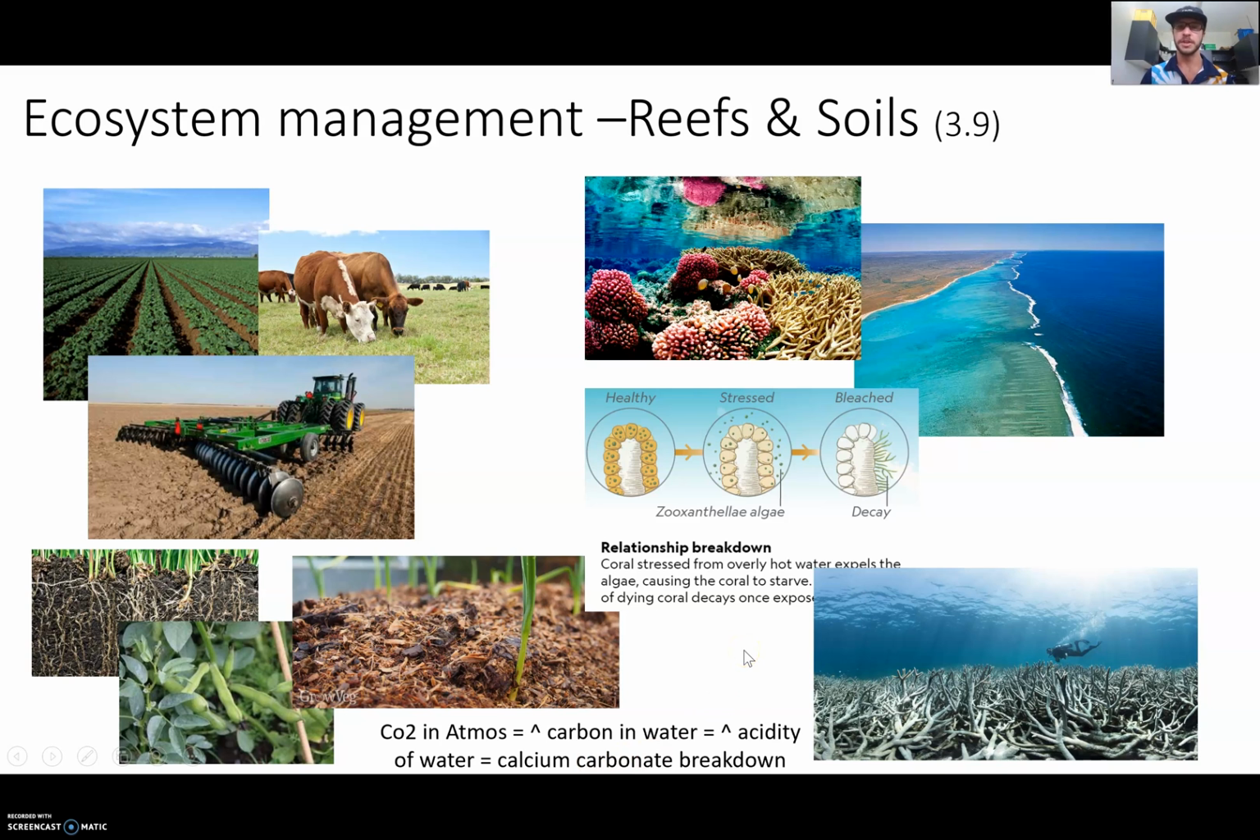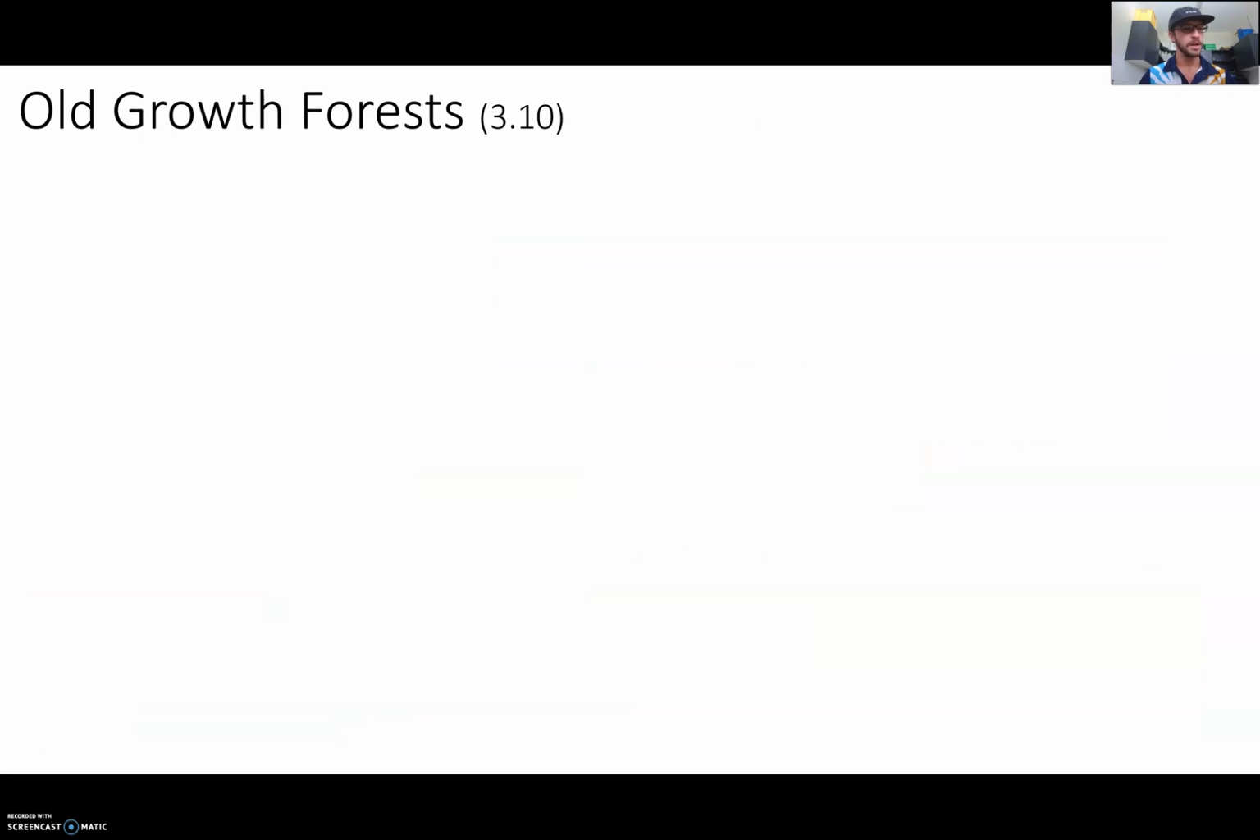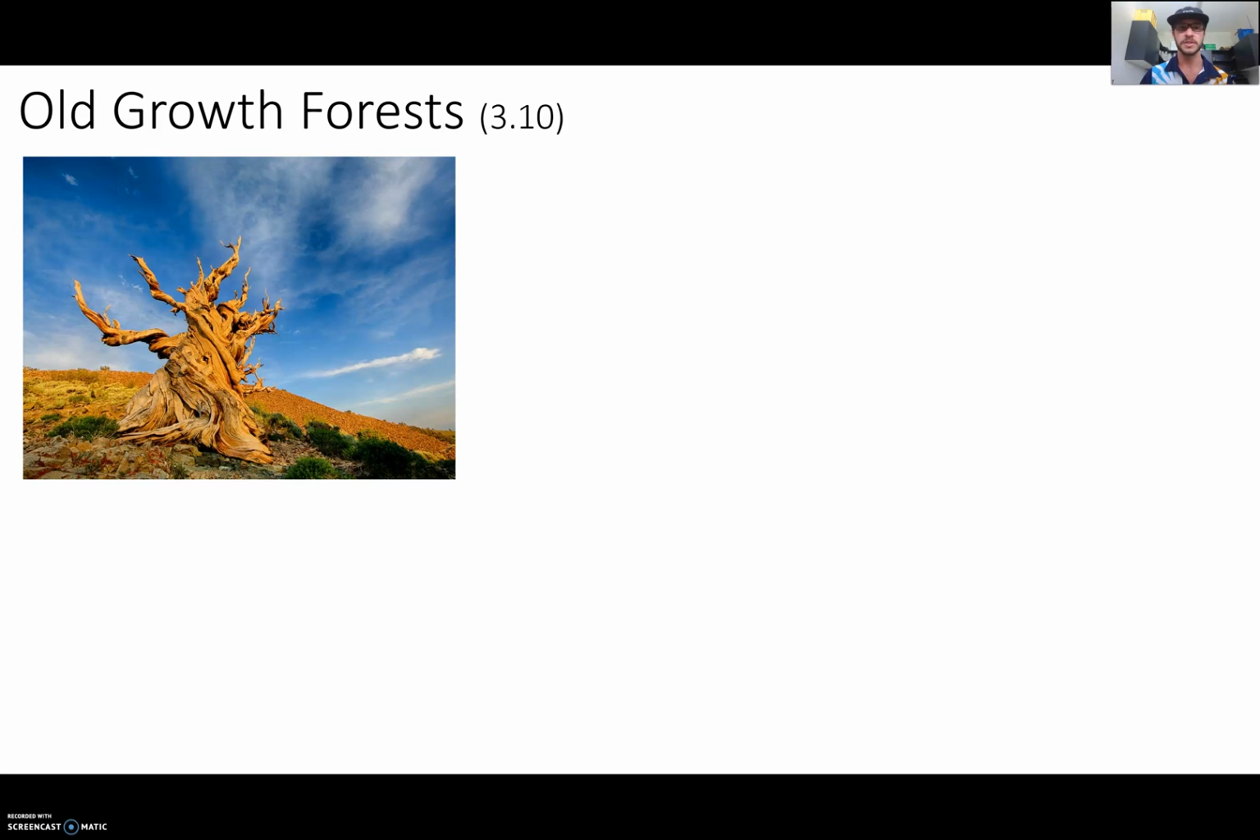So, in terms of management, we study and gather information to better manage and look after our ecosystems, and soils and reefs are quite important in the conversation of management at the moment. Not only that, but we also have old growth forests. Old growth forests are not just really old trees, even though that is one part of it.